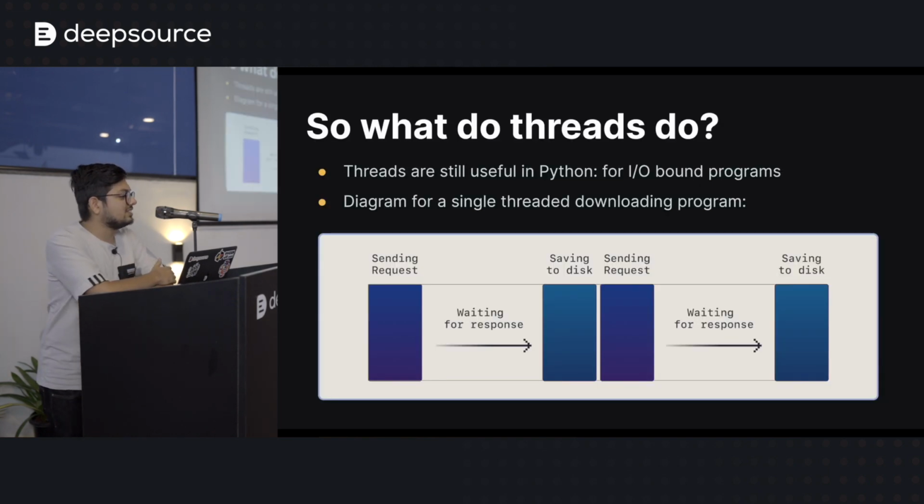So what's the point of these threads then? Why would there be 3 different modules in Python to start threads and do all that? What's the point? Well, threads are still useful in Python, but they're only useful for IO bound operations. And the generic demo for that would be something like trying to download 10 files together.